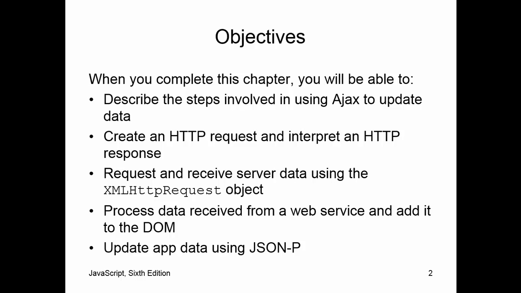Describe the steps involved in using Ajax to update data, create an HTTP request and interpret an HTTP response, request and receive server data using the XMLHttpRequest object, process data received from a web service and add it to the document object model, or DOM, and finally update data using JSON-P. Okay?